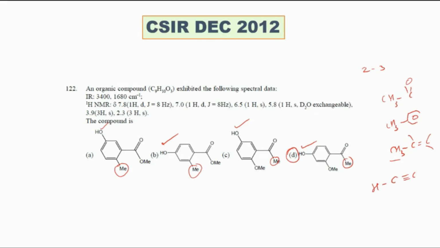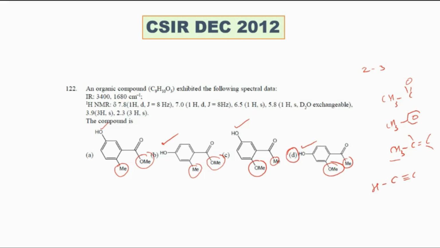They have given 3.93 hydrogen, ma'am. So an OMe group is present. Here I have OMe, here also OMe, here also OMe. 6.51 hydrogen singlet, ma'am, which means it is a shielded one. So it is between OH and OMe.